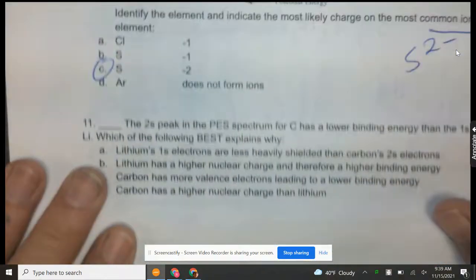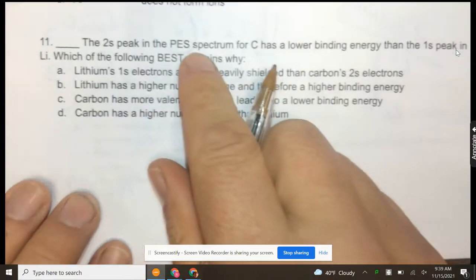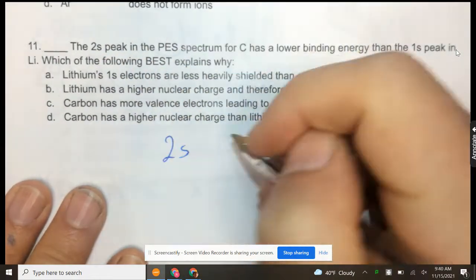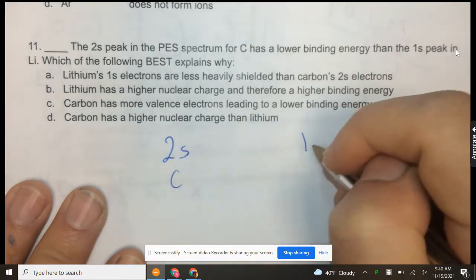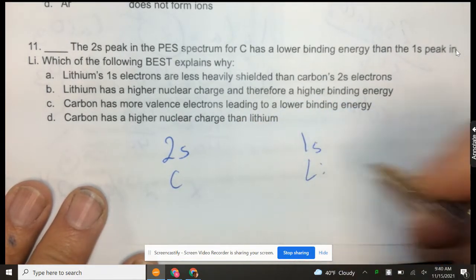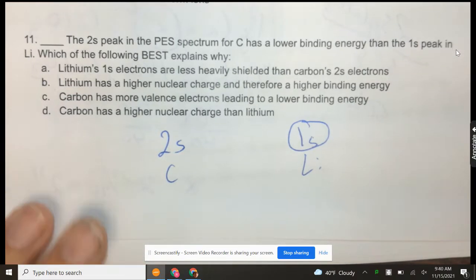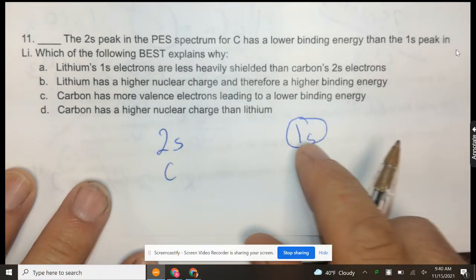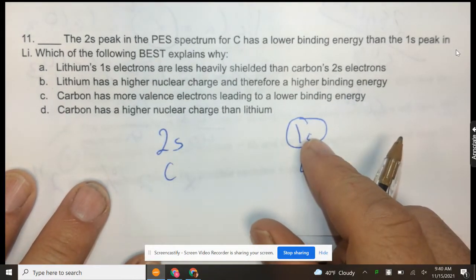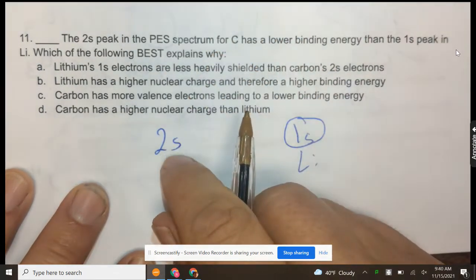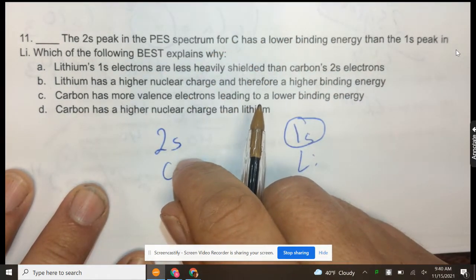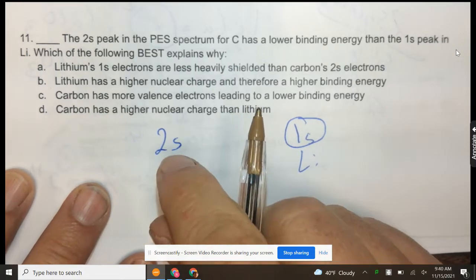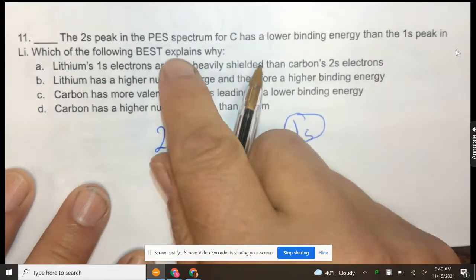So let's see. I went over this one in class, but you're comparing the 2s in carbon versus the 1s in lithium. The 1s has much less shielding. In fact, it's right next to the nucleus. So this answer is going to have to do with the difference in shielding between these two. So the PES spectra of the 2s for carbon is a lower binding energy because it's got more shielding, less of a pull on it. So which one of these answers jives best?